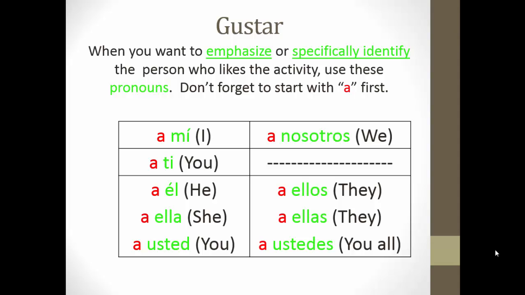For example, a ellos les gusta would mean that they, meaning all boys or boys and girls, like to do something. A ellas les gusta would be they, all girls, like to do something. And a ustedes les gusta means you all like to do something.